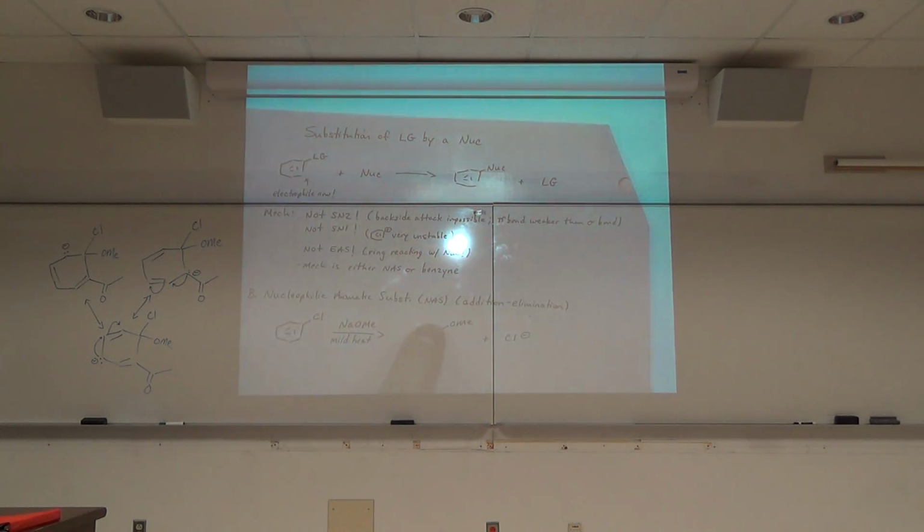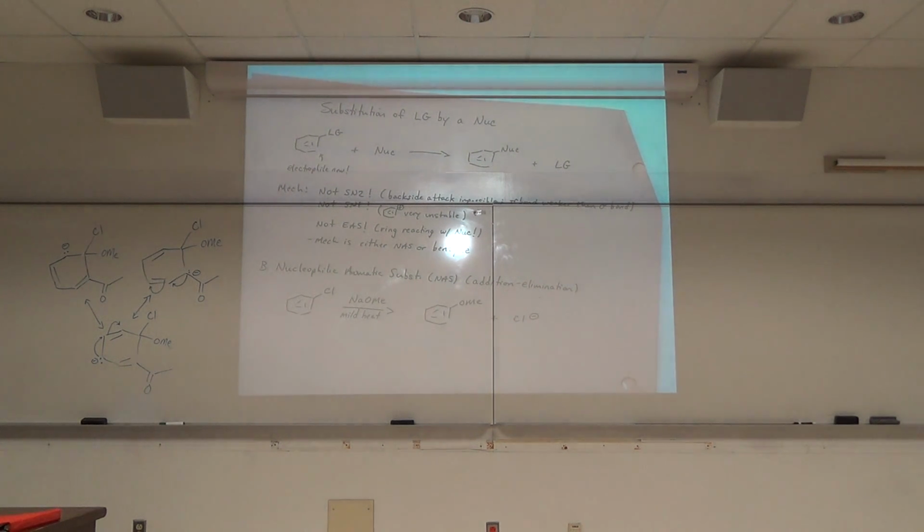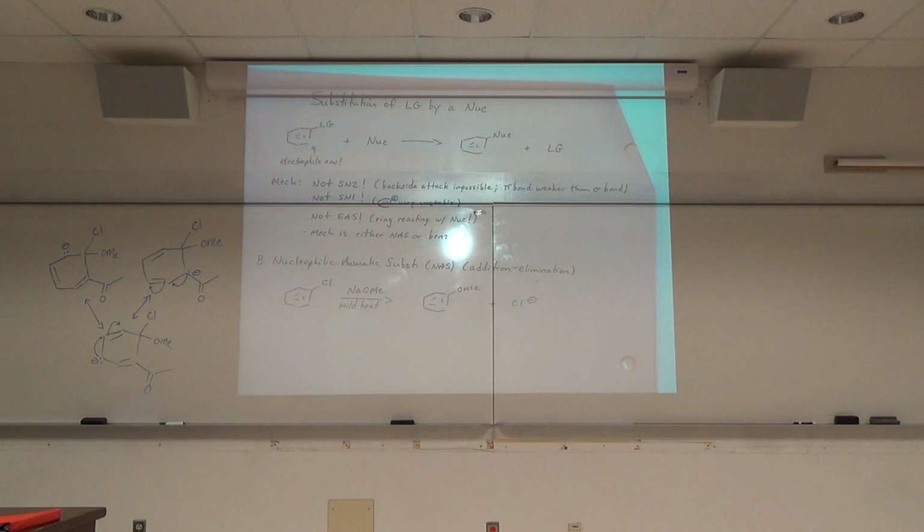Okay, we're looking at the other two substitution mechanisms, NAS and Benzyne. In these, we substitute what looks like a more traditional leaving group. In EAS, we typically substitute an H, replacing an H. Here we have what looks like a leaving group from our SN2 type reaction.